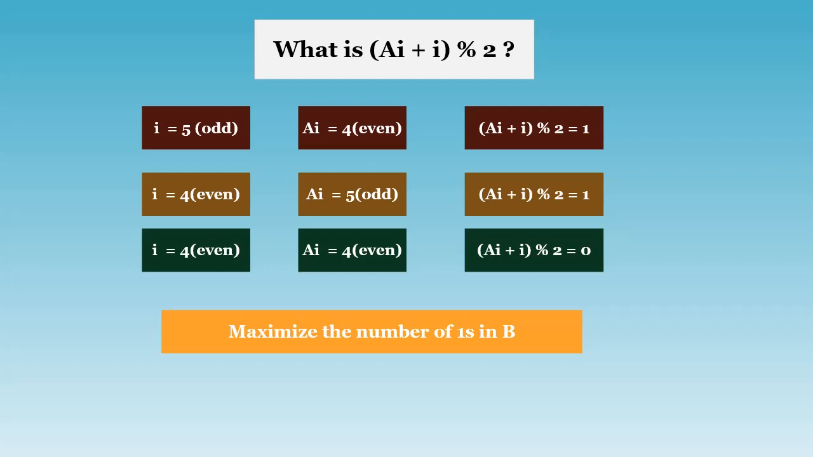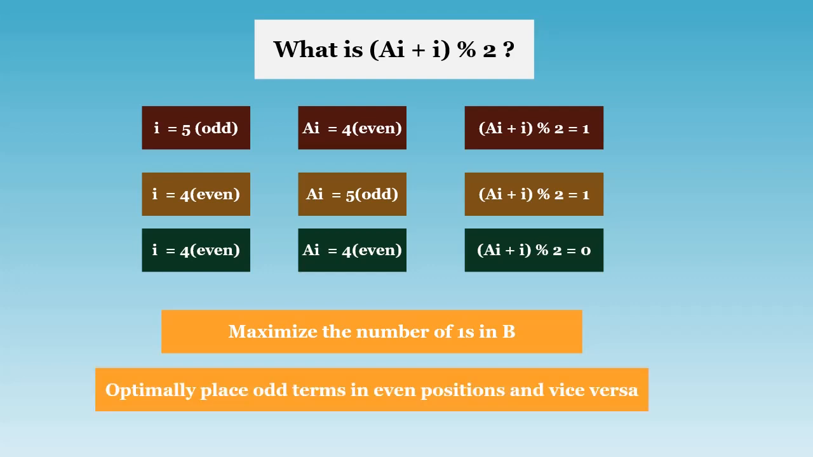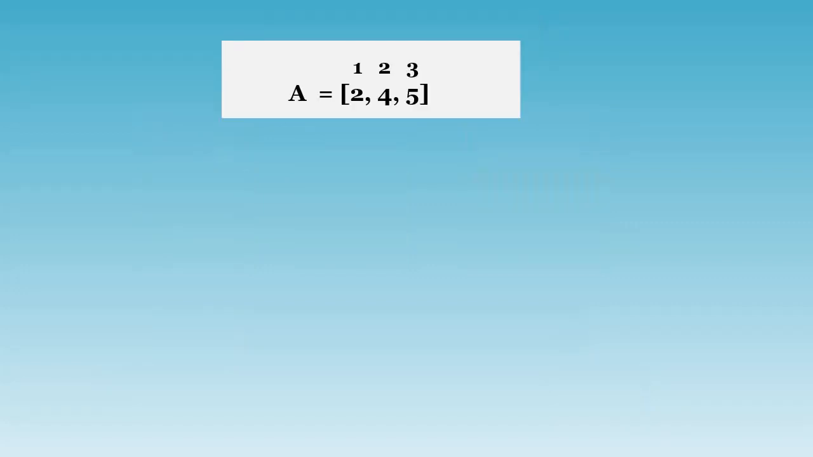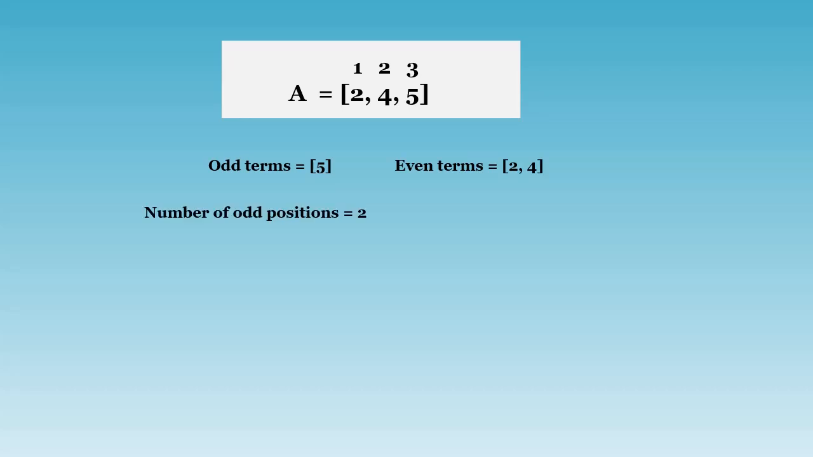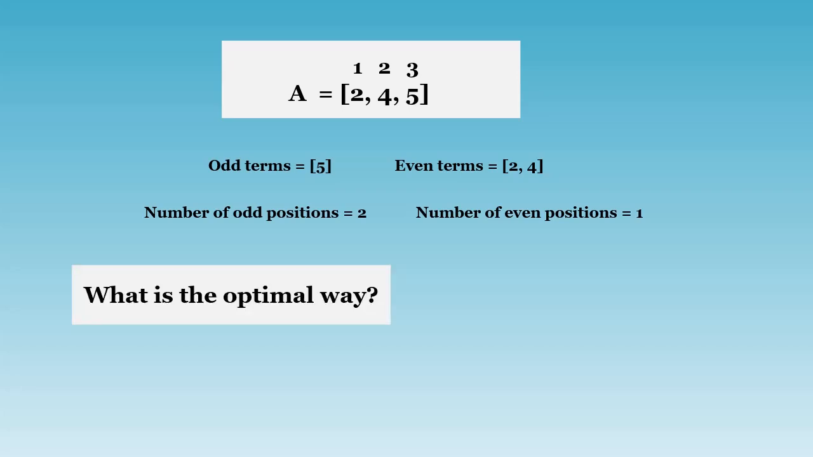Which tells us that we need to place the maximum number of odd terms in even positions and even terms in odd positions. Consider this example. What is the number of odd terms? It is 1. What is the number of even terms? It is 2. And what is the number of odd positions, considering positions starting from 1? It is 2. And what is the number of even positions? That is 1. So what is the optimal way we can place one odd number in one even position and two even numbers in two odd positions?